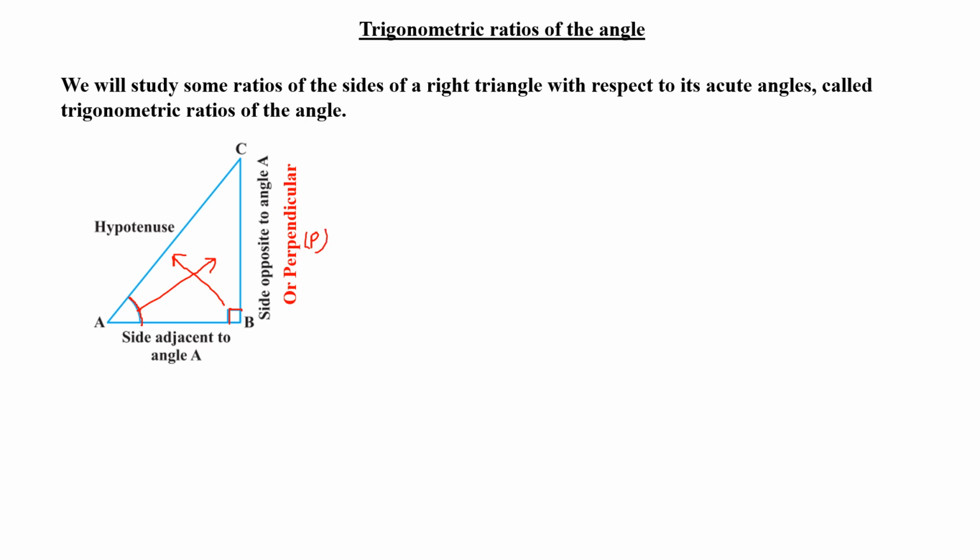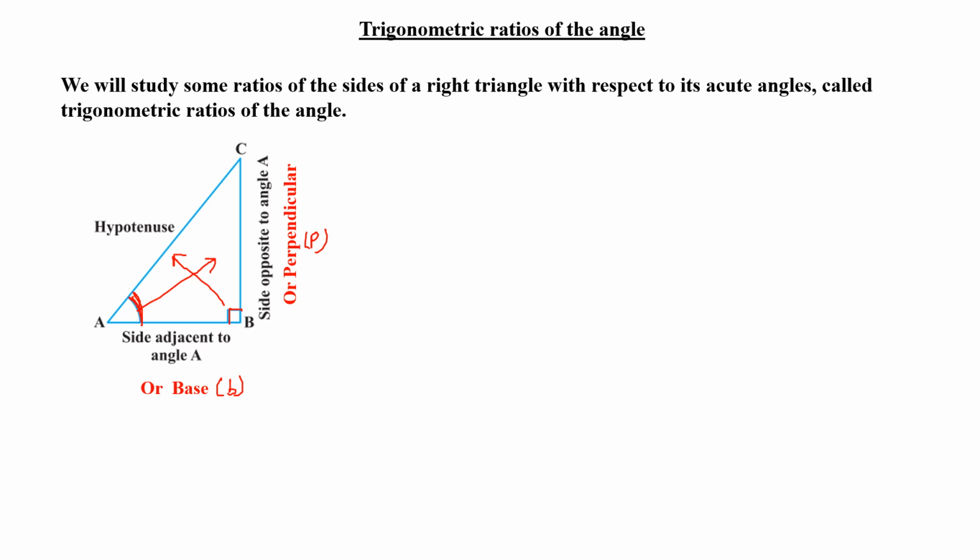Next, the side which is adjacent to this angle, which means beside it, can be AB or AC. But AC we have already given a name, it is the hypotenuse. So AB I have written as the side adjacent to angle A, and it is also known as the base of the triangle, denoted as small b. Some books write opposite side, some write perpendicular, some write adjacent side, or some write base. It's the same thing.